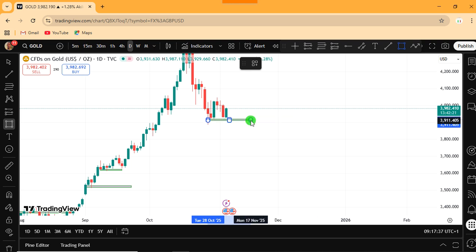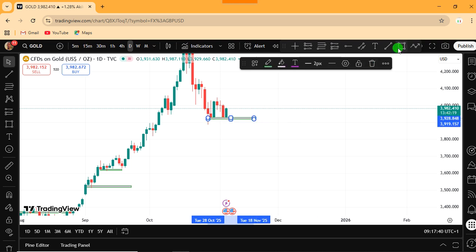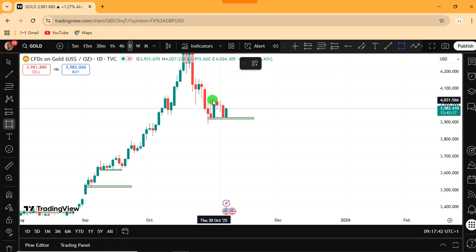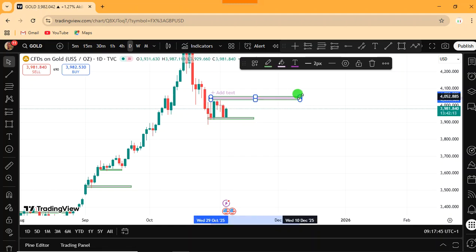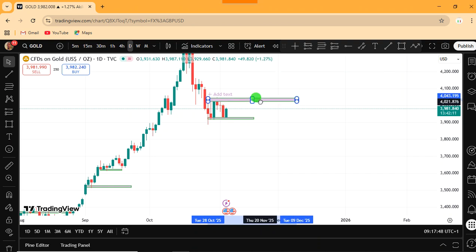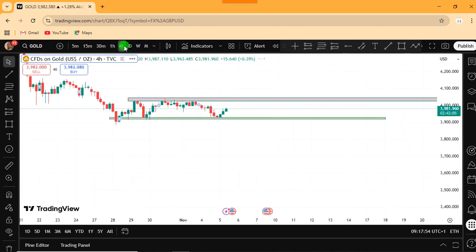Then this is the recent high. Remember, this is daily. One candle on daily actually means a lot. So this is my recent high. Now I go back to the H4.